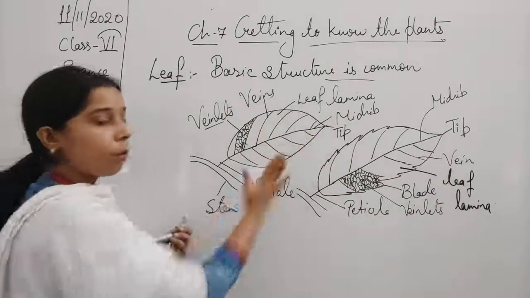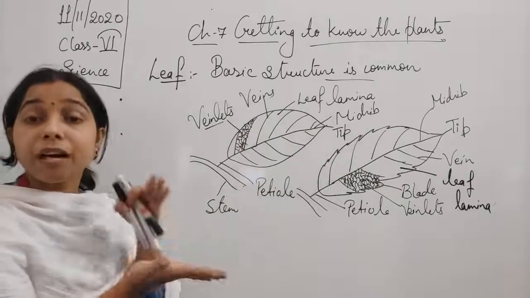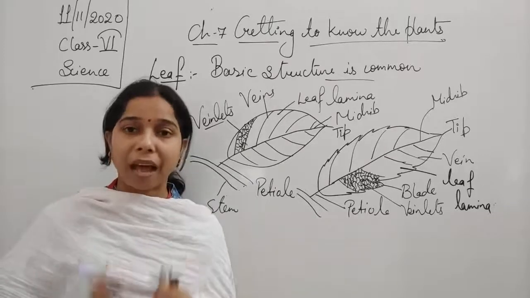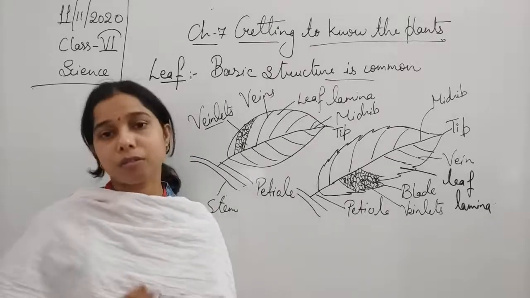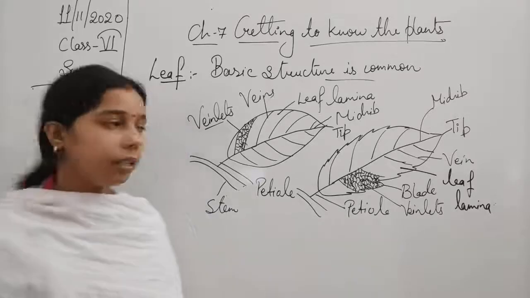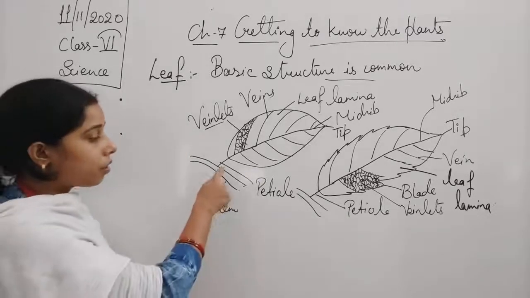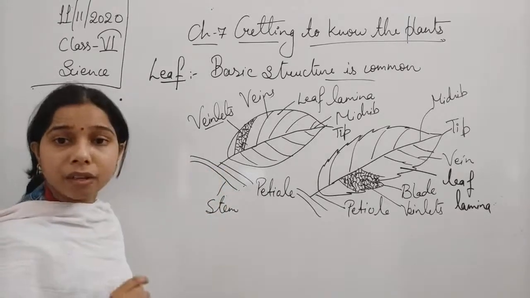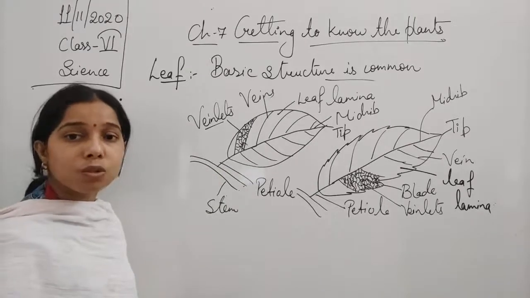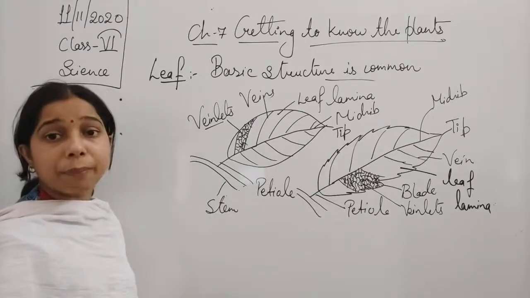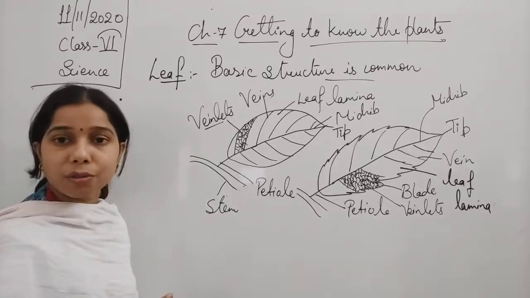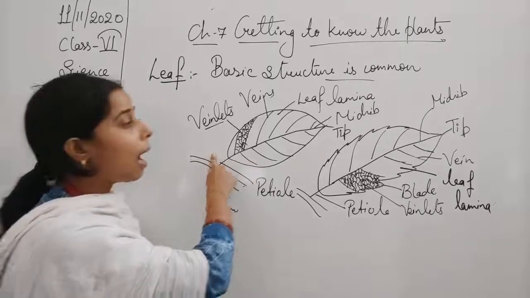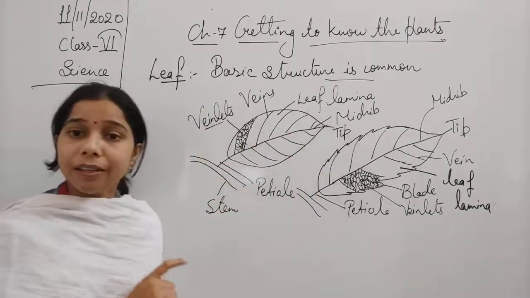Okay, this whole portion, when you see the upper surface of the leaf, that portion is known as the leaf lamina. The broad flat surface that you see over the surface of the leaf, that is known as the leaf lamina. And this stalk-like structure, which is also known as a leaf stalk, which remains attached to the stem of the plant, remains attached to the branches of the plant, that is known as the petiole. So one major portion is the petiole and the other one is the leaf lamina.